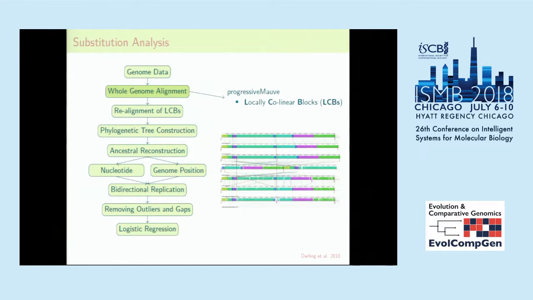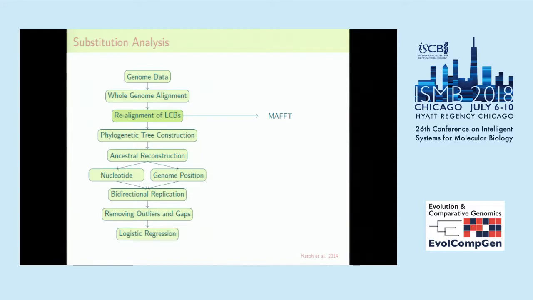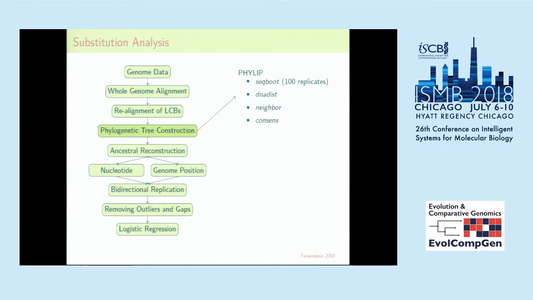I then aligned each of the genomes using progressiveMauve, which accounts for local and large-scale rearrangements, by splitting up the alignment into locally collinear blocks. These blocks were then realigned with MAFFT to get a better local alignment. Then we created phylogenetic trees using PHYLIP to assist in the ancestral reconstruction of both nucleotides and genomic positions, and this was the main component that accounted for those rearrangements and inversions that are happening so frequently.